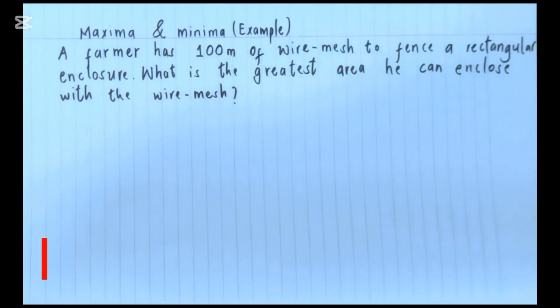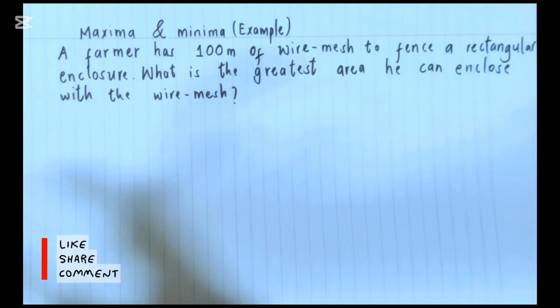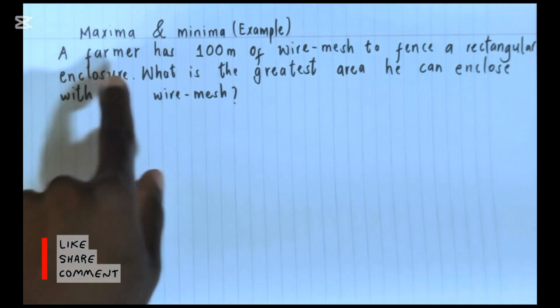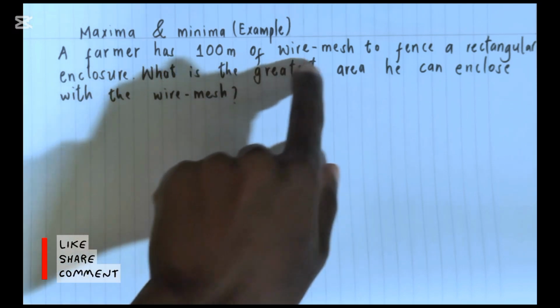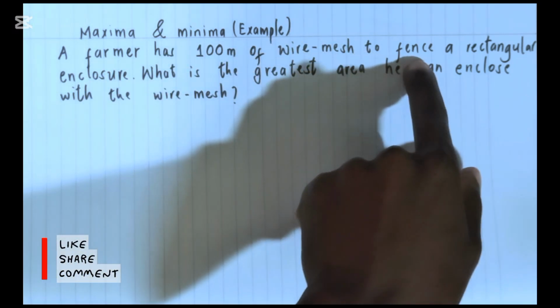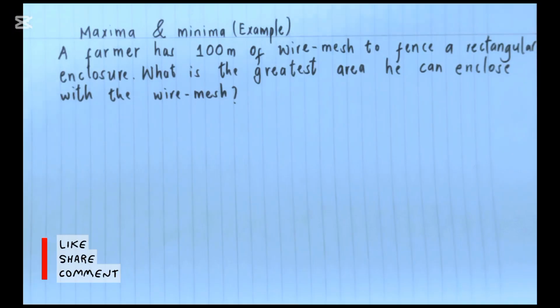So this is going to be the last subtopic under differentiation, and basically we're going to see how we can use the concept of maximum and minimum points that we learned under stationary points to actually solve real life problems. So in this particular problem, we are looking at a situation where a farmer has 100 meters of wire mesh, and he wants to fence a rectangular enclosure.